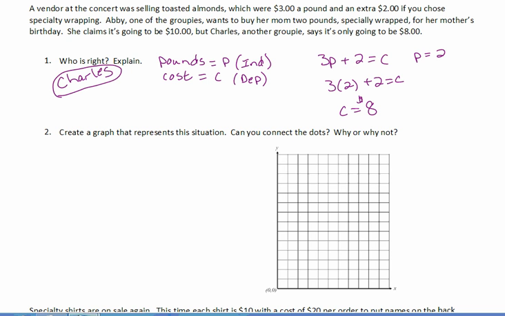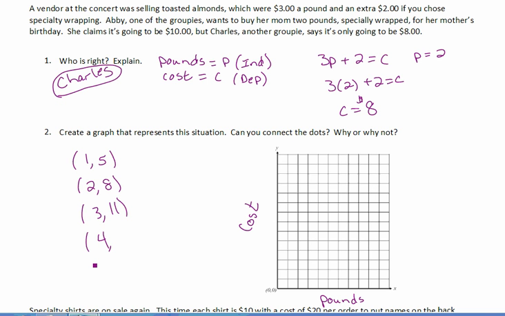Now we're supposed to create a graph to represent the situation. I'm glad I labeled these independent and dependent because I know that my independent is always my x value, my dependent is always my y value. I could set up an equation here or a table, but I'm actually going to use ordered pairs because I know that's what I'm going to plot over here. If I just bought 1 pound of almonds, I know it's going to cost me $5. If I bought 2 pounds of almonds, that's going to be $8. 3 pounds, if I plugged it in there, is going to be $11.